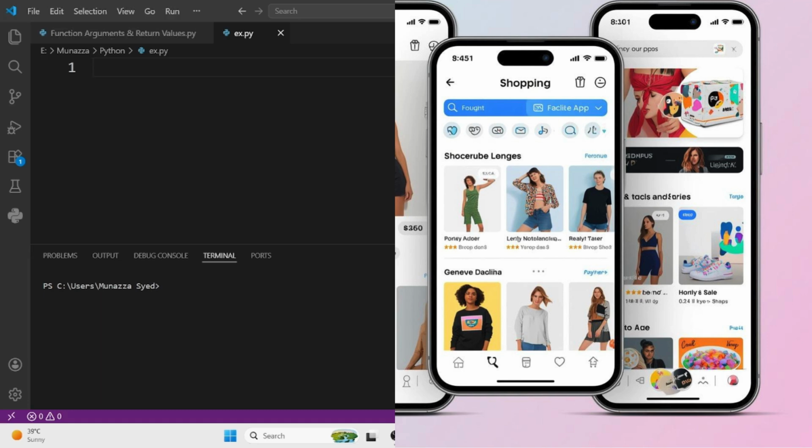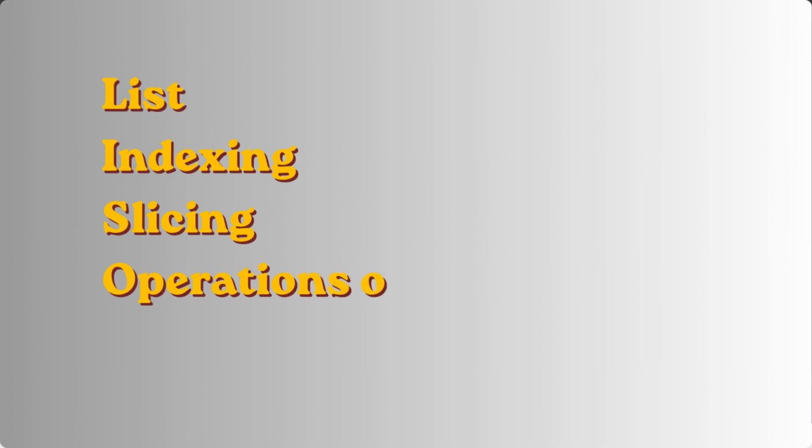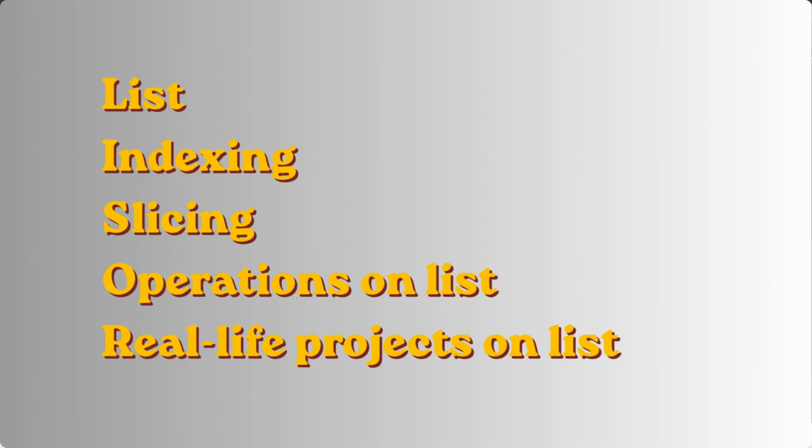Imagine you're building a shopping app. You need to store 100 product names. Will you create 100 variables to store all these 100 products? That's insane, right? So there is a concept of list in Python to solve this problem in one line. So by the end of this video, you will completely master Python list, indexing, slicing, operations, and some real life projects. So let's start with it.